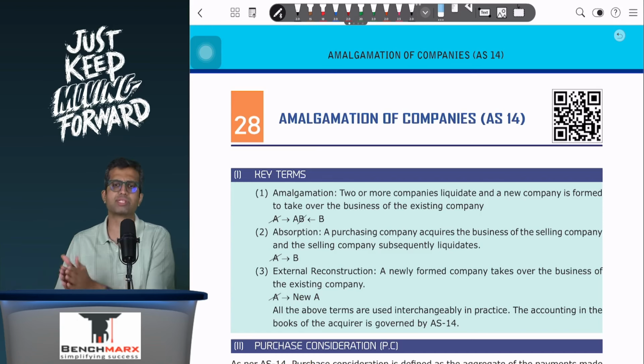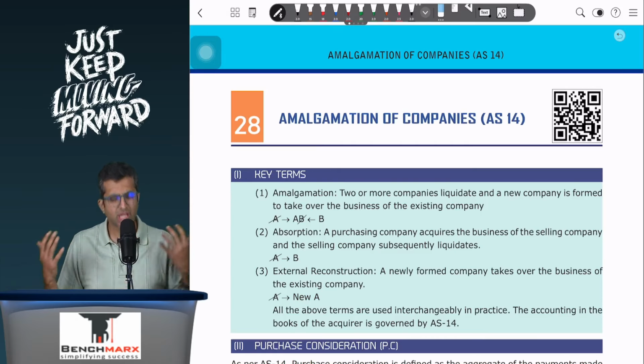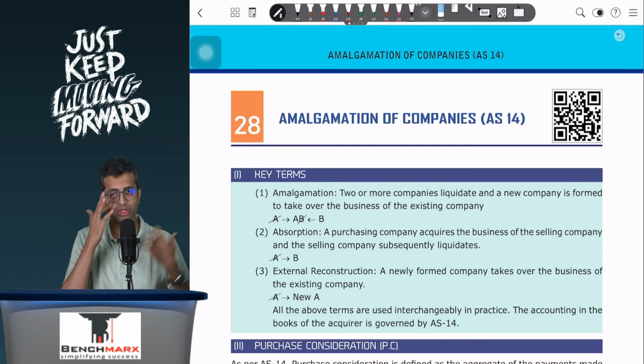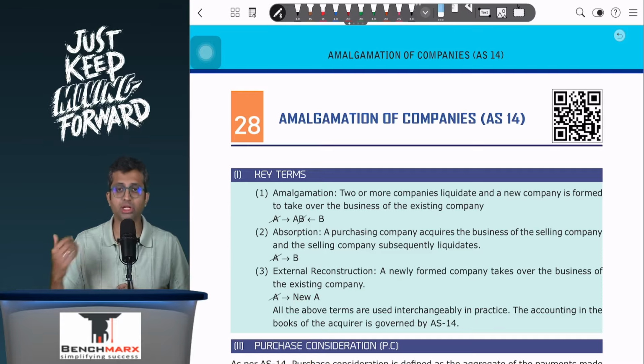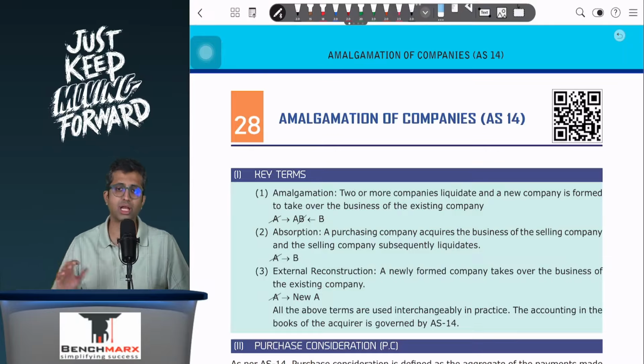Remember, the selling company closes. Even if it is an absorption, B closes, or Vistara closes, or even if it is an amalgamation, the selling company closes. And in the books of the selling company, the accounting is as per GAAP, generally accepted accounting practices, where you are closing a company and hence you will prepare accounts like a realization account, and based on that, you will prepare your workings.